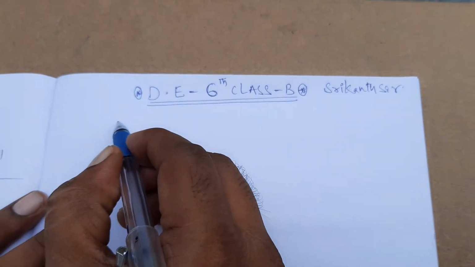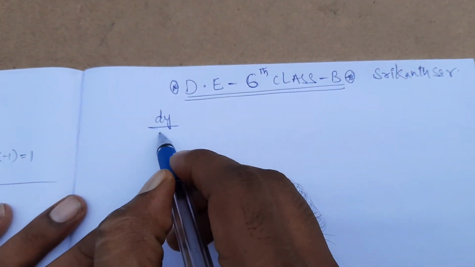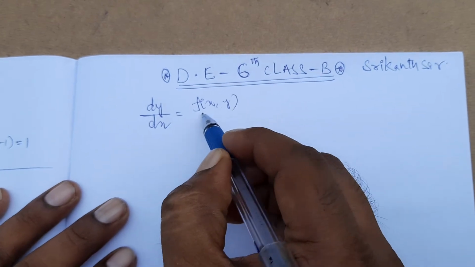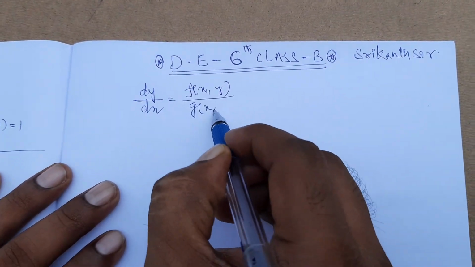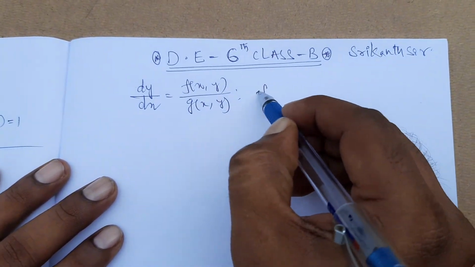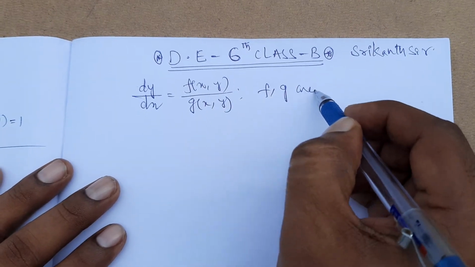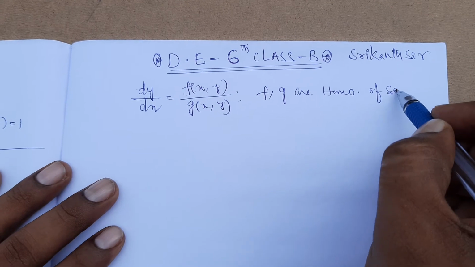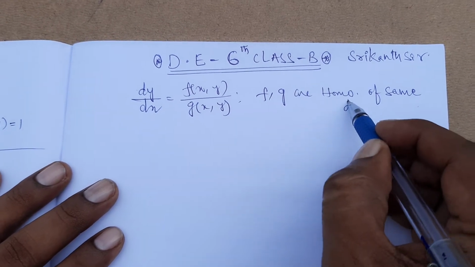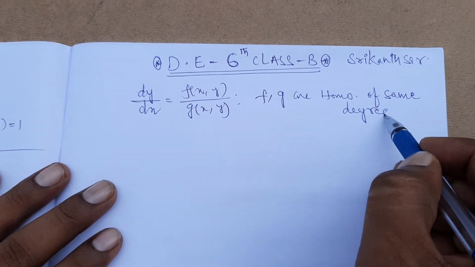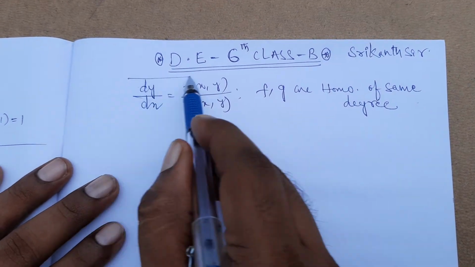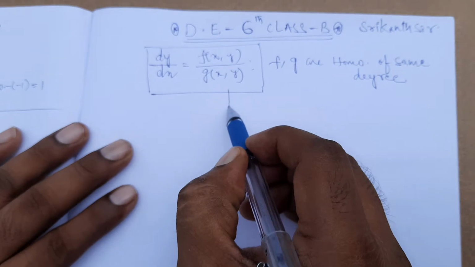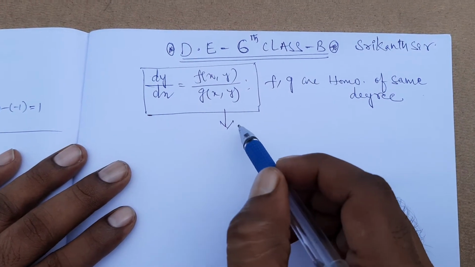So already we discussed dy by dx is equal to f of x comma y by g of x comma y. Here f and g are homogeneous functions of the same degree. This is known as the homogeneous differential equation. How do we solve a homogeneous differential equation?